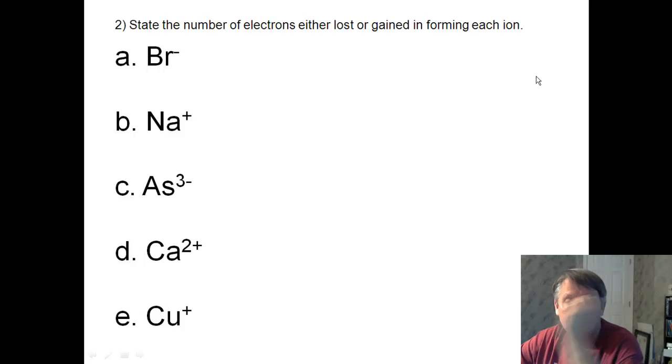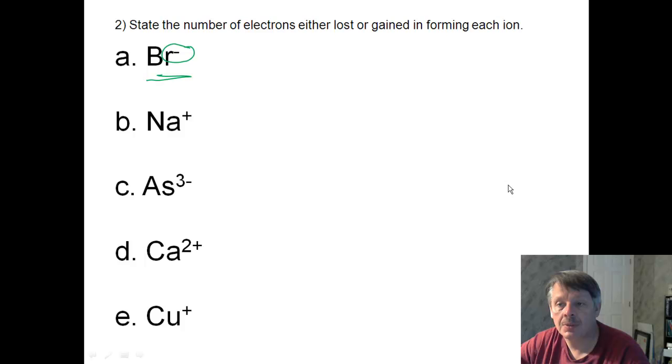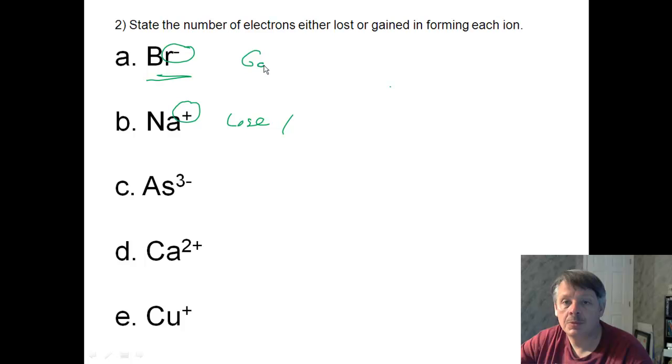Alright, so we have to state the number of electrons either lost or gained in forming each ion. So let's look at bromine, and it says bromine over here is a -1. Alright, so what's happening to bromine? Well, bromine's over here at the right on the periodic table. It's a halogen. And as a result, it is going to gain 1 electron to move over to krypton. So it gains 1 electron. How about sodium? Sodium has a +1 charge. So if it has a +1 charge, that means it is going to lose 1 electron. This gained 1.